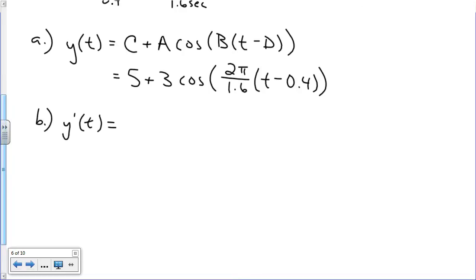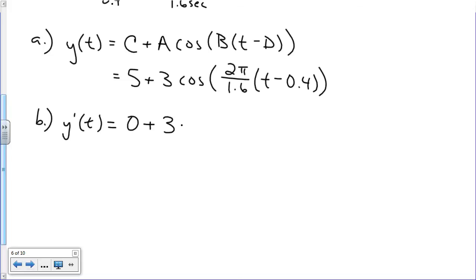Y prime of t. The function we're looking at here is actually a sum of two functions: 5 plus 3 times that cosine. So first we have the derivative of a sum to deal with. The derivative of the first function, the derivative of 5, is 0, plus the derivative of the second function. The second function is 3 times cosine. That's a constant times a function. It is technically a product of those two, but it's a constant times my function. So my rule is the constant stays out front times the derivative of my function.